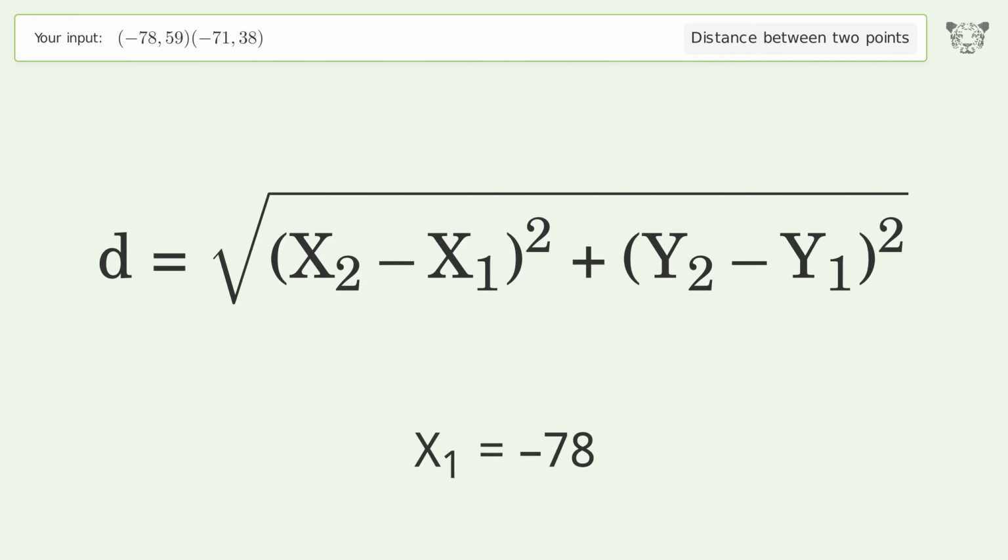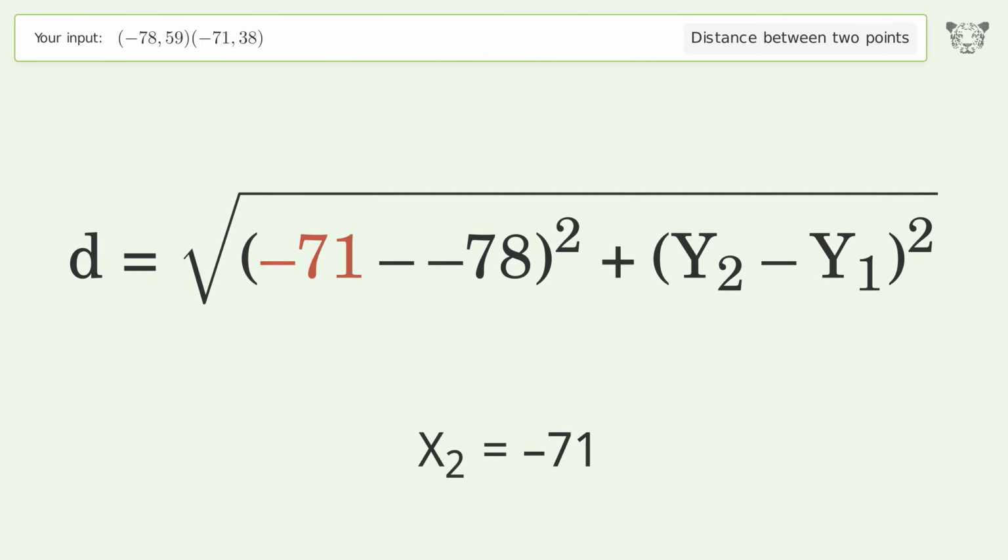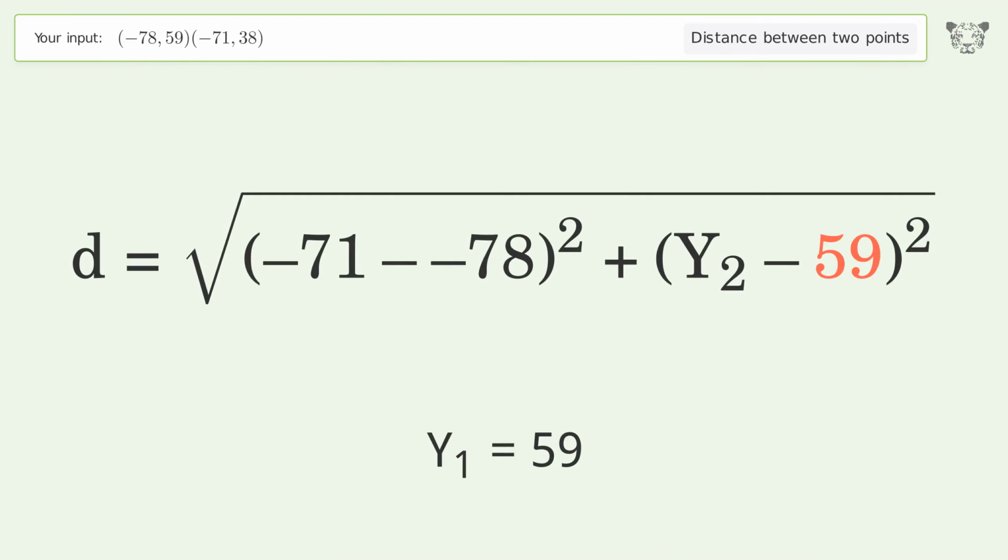x1 equals -78. x2 equals -71. y1 equals 59. y2 equals 38.